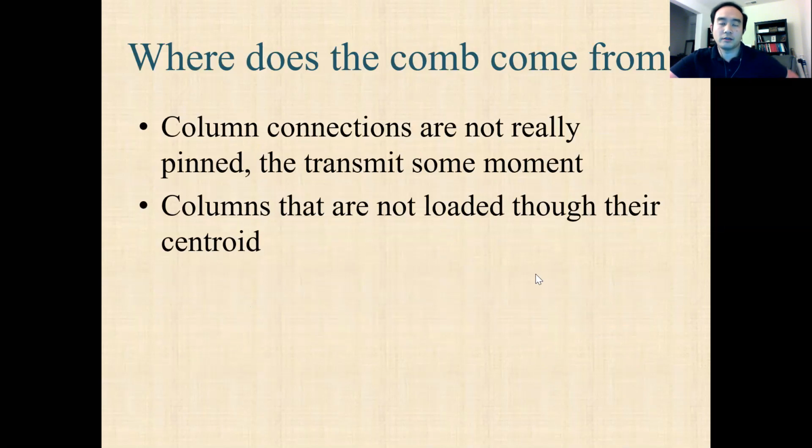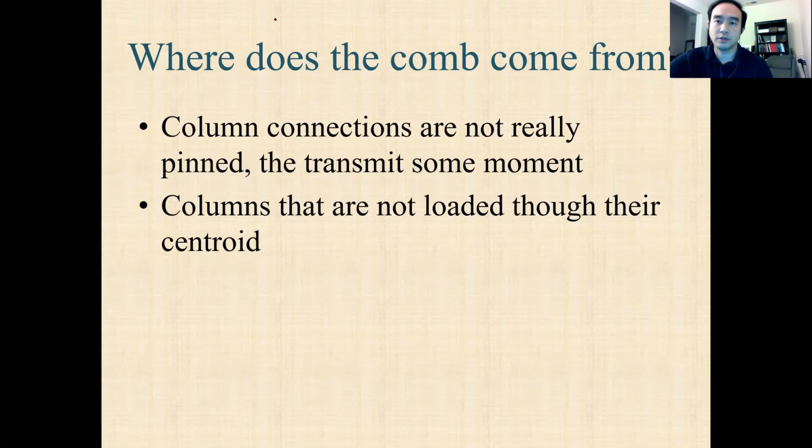So where does that combined loading come from? Column connections are not really pins, as I mentioned. So that transmits some moments, which are created by the transverse loading. The loads are applied on top of either the slab or the beams, but that transverse load will create shear force and bending moment, and some of those moments are going to be transferred into the column. And also there are columns that are not loaded through their centroid.